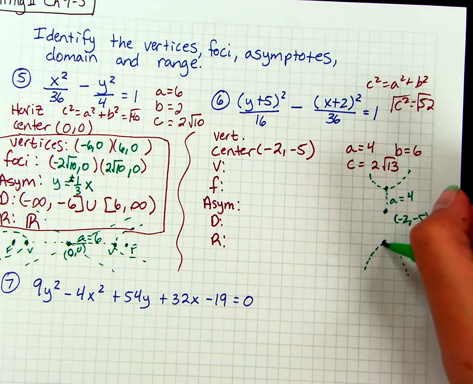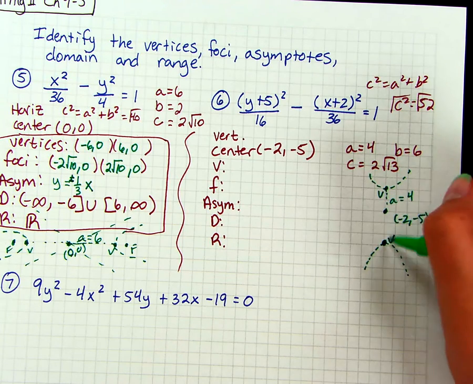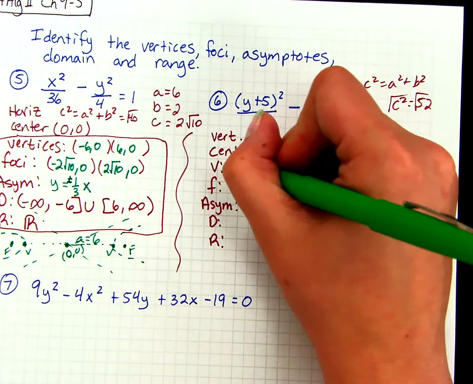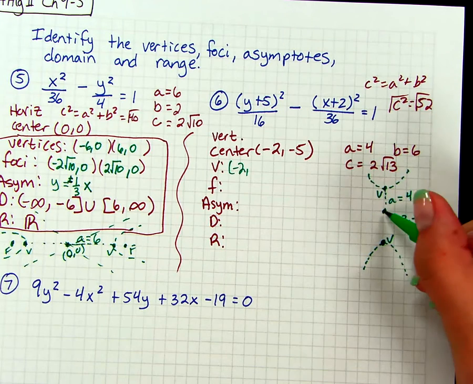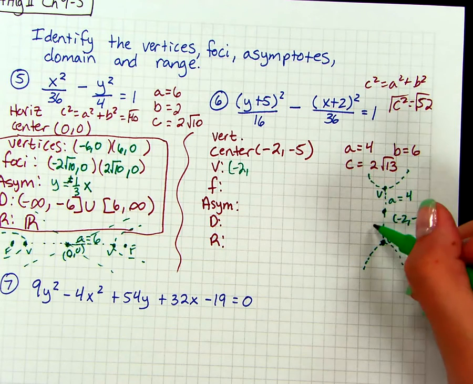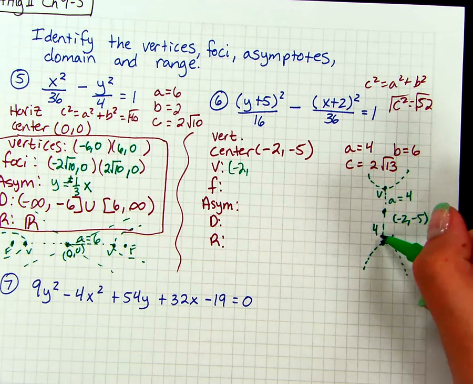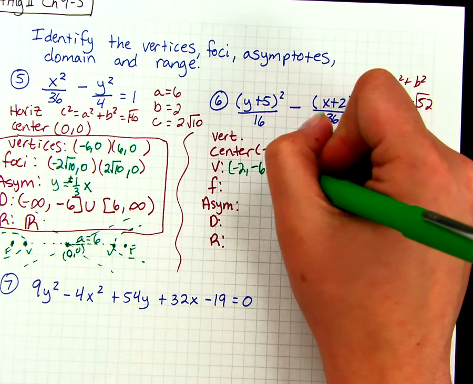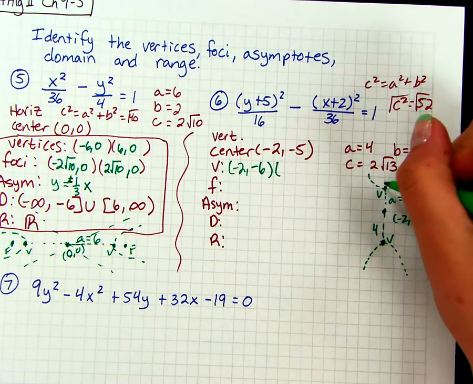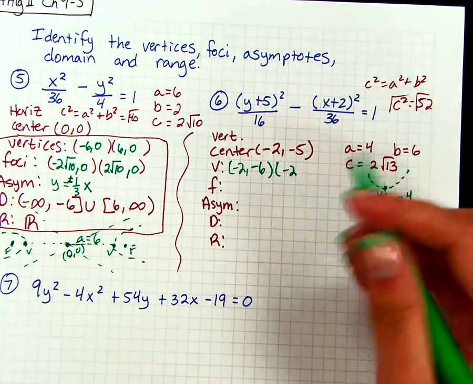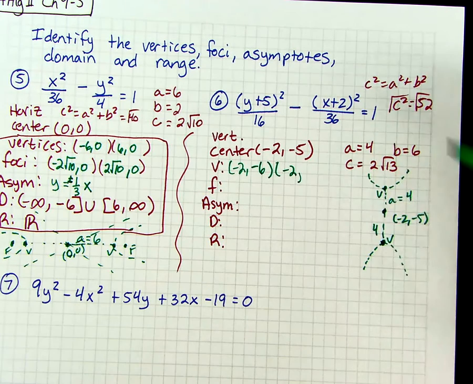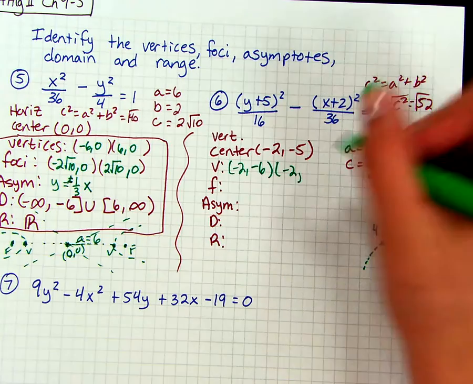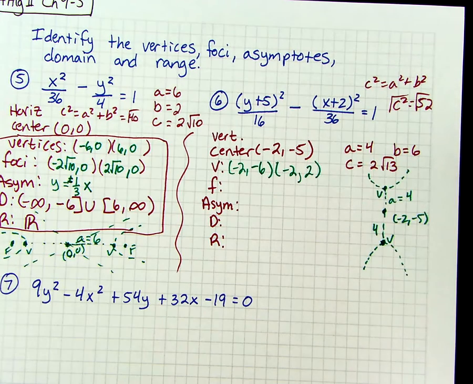So if we start with this vertex right here, that's going to be -2 for the x, and then we're going down 4. So -2 minus 4 will be -6 for the vertex. And for this one, our x is going to stay the same, so -2, and then we're counting up 4, so -2 plus 4 will be +2 for the other vertex.